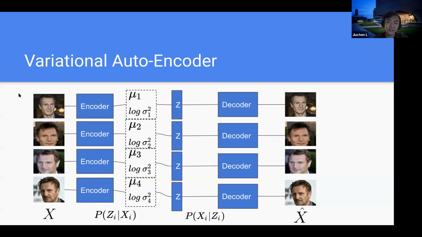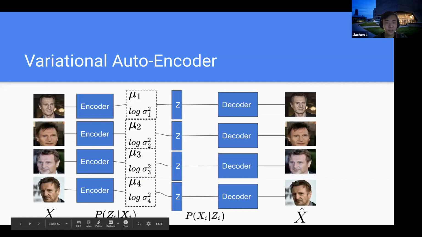So imagine that this is within a mini batch and the batch size is 4. We have 4 data points, 4 images: x1, x2, x3, x4. For each image, we will generate a unique mean, mu1, and a unique log covariance, log sigma1 squared. So this distribution is Q(zi|xi). This corresponds to the P(zi|xi).